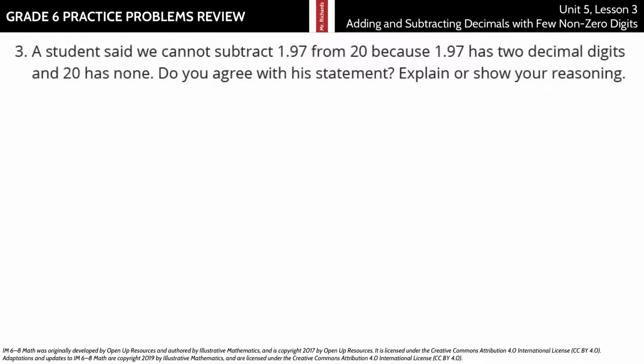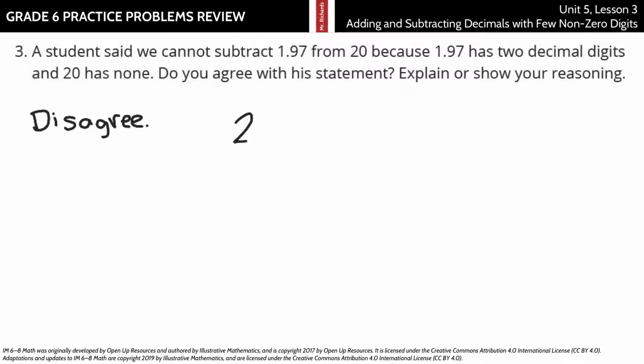In question 3, a student said we cannot subtract 1 and 97 hundredths from 20 because 1 and 97 hundredths has 2 decimal digits and 20 has none. Do you agree with this statement? Explain or show your reasoning. And I am going to disagree. You can really technically subtract any number from any number, but we'll get there eventually.